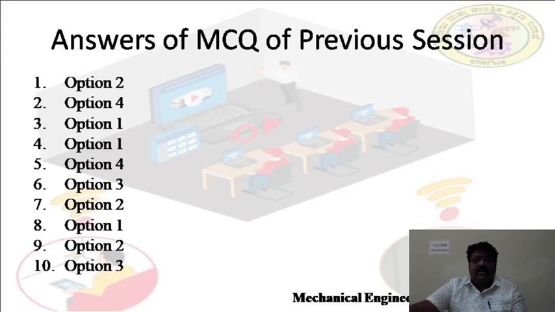The correct answer is tapered screw thread. And the 7th question was, what type of thread is formed on a female screw gauge? The correct answer is internal thread.